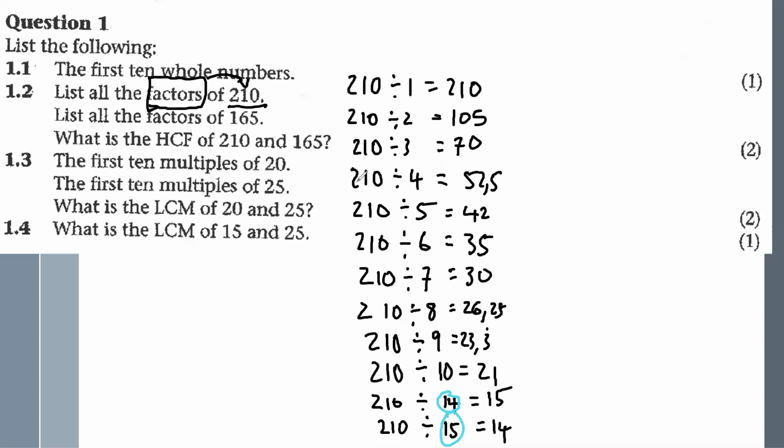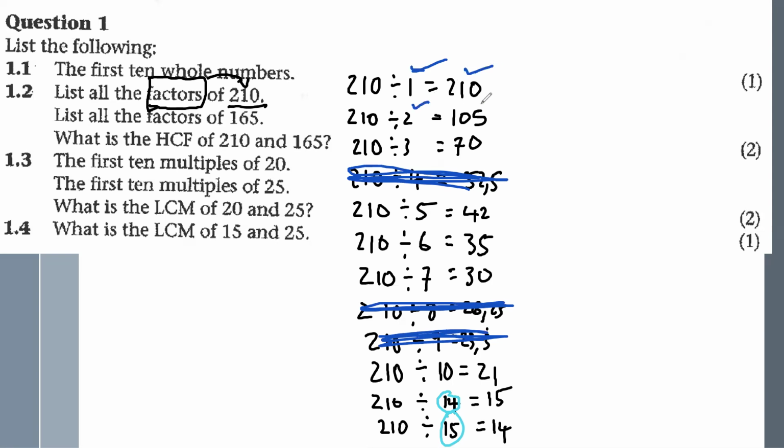So now I want you to take note. 4 will not be a factor. We got a decimal there. That will not be, and that will not be. I just wanted to show you how to rule out numbers that are not factors. Now, please take note. 1 is a factor. 210 is also a factor.